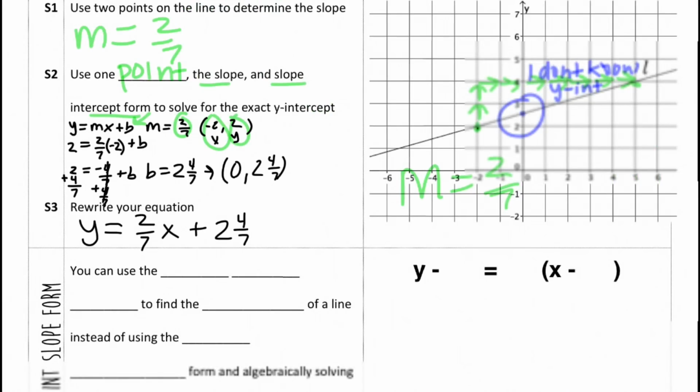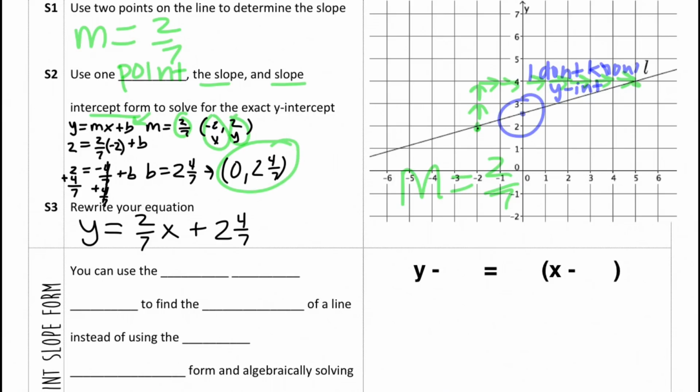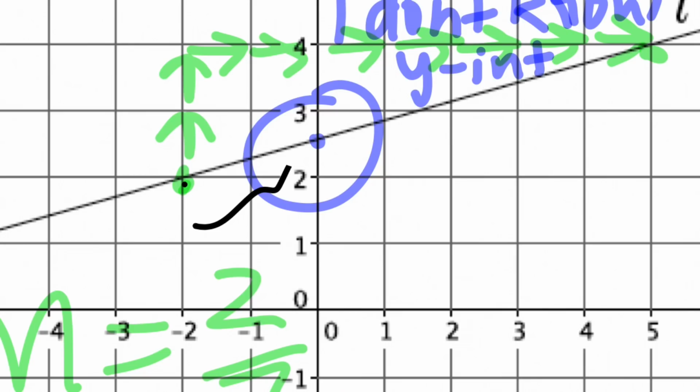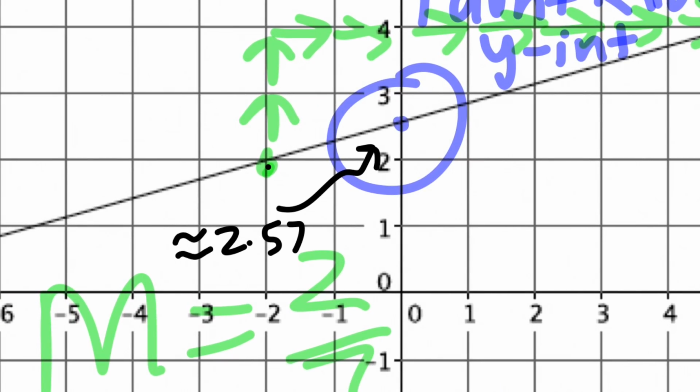And the last thing I want to do is check: does this number make sense, 2 and 4 over 7? So 2 and 4 over 7 is a number between 2 and 3. And if I actually did the division of 4 over 7, I'd get 2.57. So yeah, it makes sense because 2.57 is between 2 and 3, and that's exactly where that point looks like it's lying.